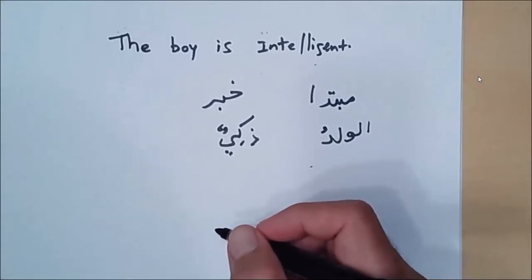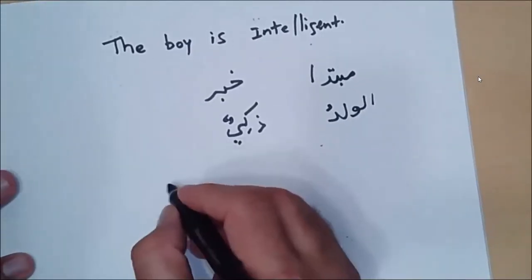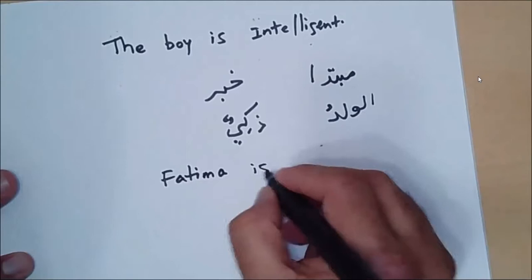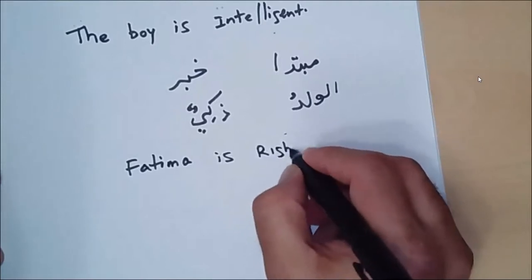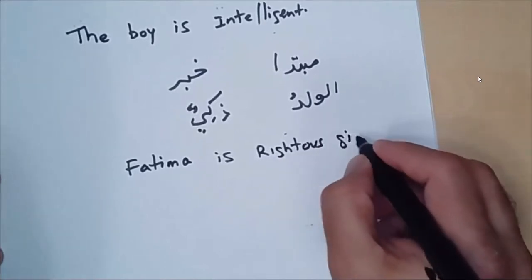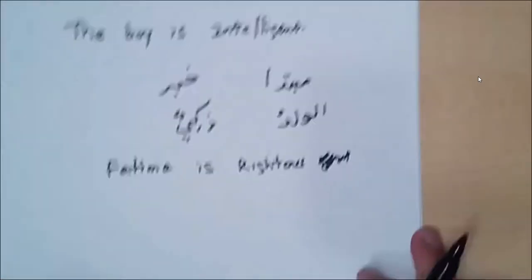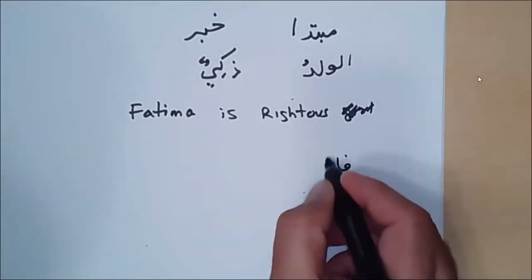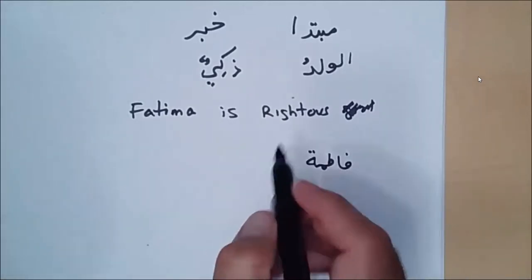Okay. I'm going to say something. This is a trick one, okay? I'm going to tell you that Fatima is righteous. Okay, Fatima is a righteous girl. Oh, forget about girl. Fatima is righteous. Okay, who can tell me what is the mubtada? Fatima. Fatimatu. And what is she? Salihatun.